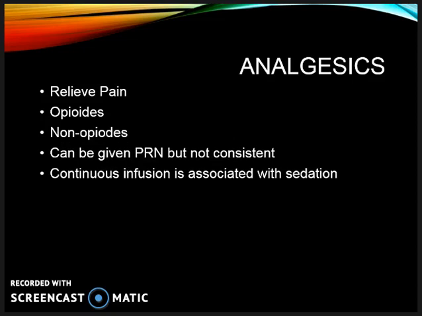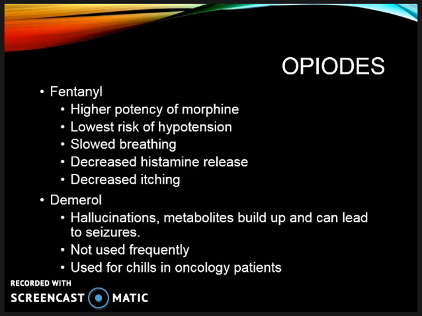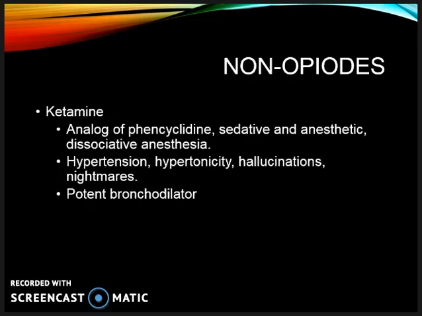Analgesics provide pain relief. Morphine releases histamines and has the highest risk of pruritus, nausea, and hypotension. Dilaudid is more powerful than morphine, but is also associated with a decreased risk of pruritus. All opioids decrease GI motility, and therefore the frequency of bowel movements should be assessed. Fentanyl is stronger than morphine and has a lower risk of hypotension. Demerol is less commonly used due to its metabolites causing hallucinations. However, it is still used for shivering among oncology patients.